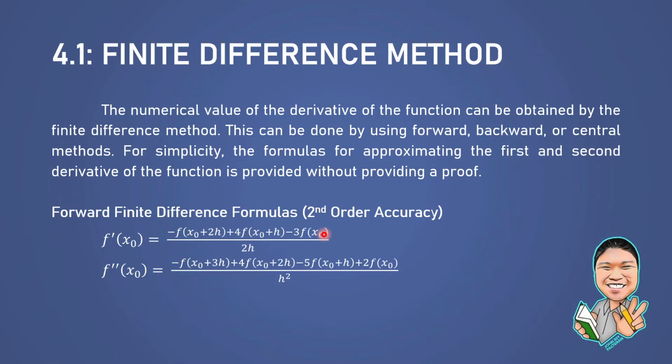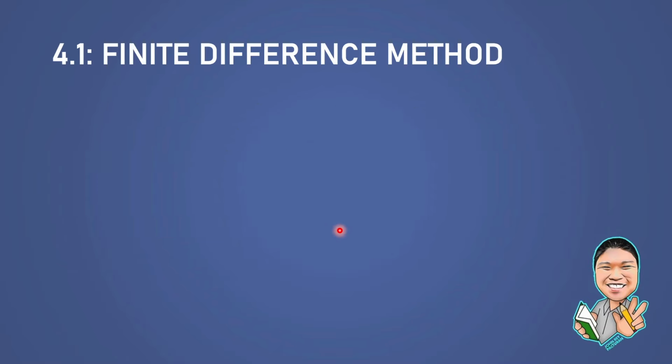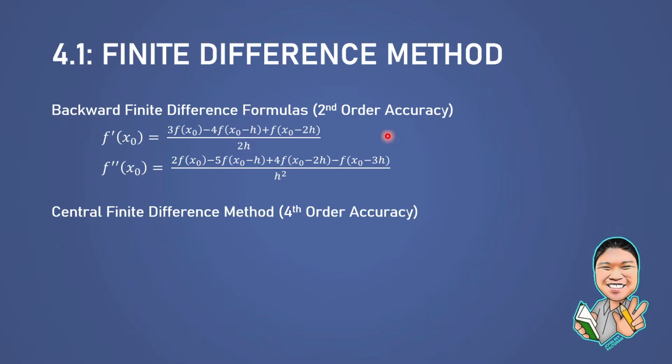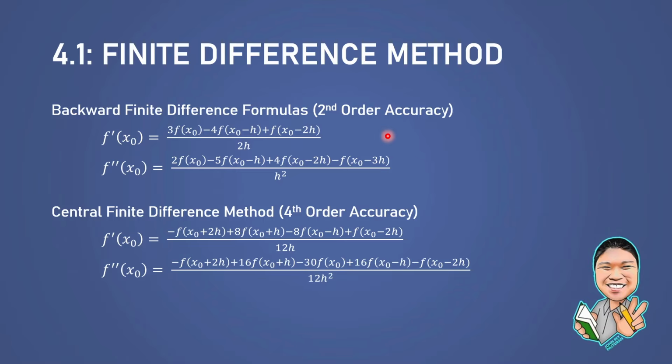Mas maganda yung table. Basta tandaan nyo lang na for forward, naka-second order accuracy tayo. Napaka-importante ng order of accuracy ngayon dito. So, second order ang forward. Proceed tayo for the forward, backward finite difference. Again, second order accuracy siya, and these are the formulas. And lastly, for the central finite difference, using the fourth order accuracy, so ito naman yon.